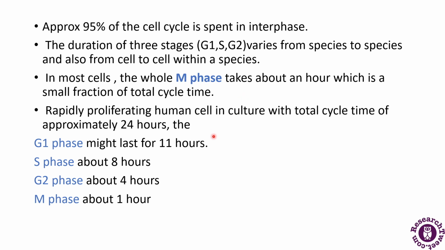What we will be discussing here is the approximate total cell cycle time. The G1 phase lasts for about 11 hours, the S phase lasts for about 8 hours, the G2 phase about 4 hours, and the M phase about 1 hour. So these are the time durations that the phases take in the cell cycle.